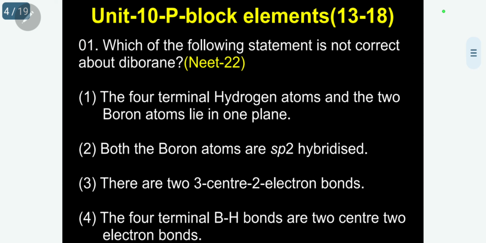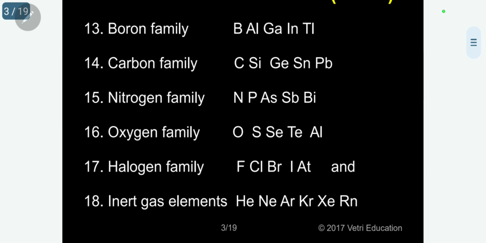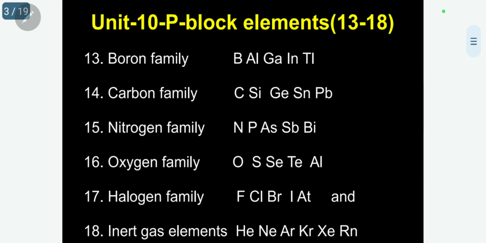Question number 1. Which of the following statement is not correct about diborane? Kindly follow. What are the P block elements? Before starting the first question, let me give some introduction regarding the P block elements. To understand P block elements, you must know about the boron family. It includes boron, aluminum, gallium, indium, thallium.